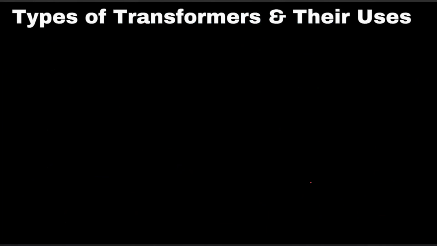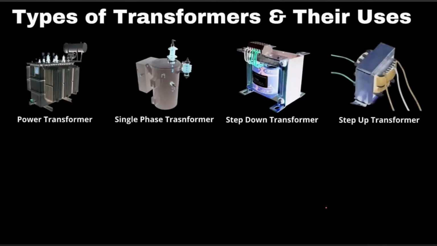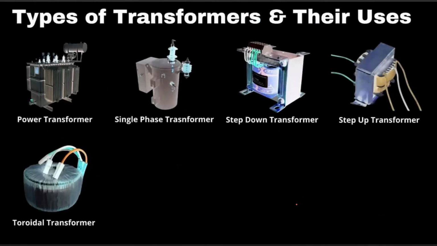Okay. Now, types of transformers and their uses. As you can see here, there are different types. For example, power transformer, single phase transformer. You can say step down transformer, step up transformer, or depending on the application, these are different types of transformer. For example, you can have toroidal transformer.